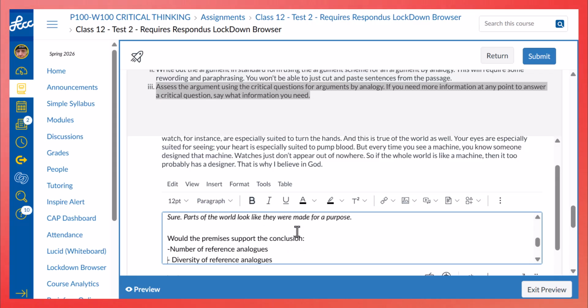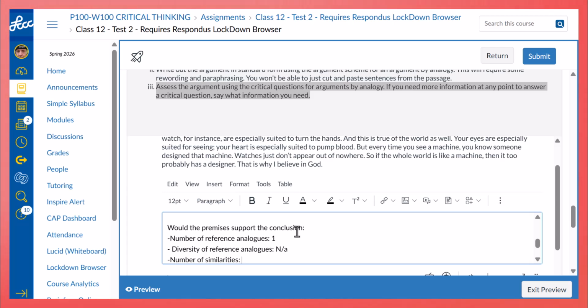The number of reference analogs. Well, in some ways, you could say that every machine in the world counts as one, but really, there's just one, the idea of a machine. And therefore, the diversity of the reference analogs, that doesn't apply. The number of similarities. Well, again, you could talk about all the different ways that things seem to be focused to a purpose. But really, we can just say that there's one, having a purpose. And then the relevance will say varies.